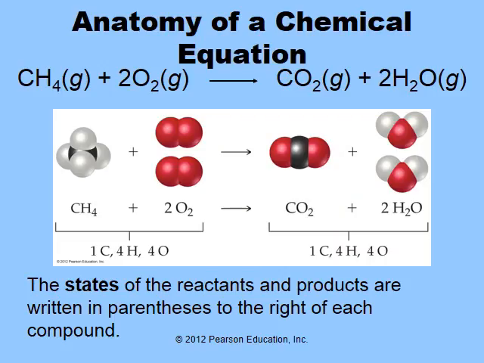In this slide, you're looking at a reaction between methane, which is a natural gas, and oxygen, giving carbon dioxide and water. Now, in parentheses, g stands for gas. And keep in mind, whenever there is l, you should understand that that's liquid, and s represents solid. So these are states of reactants and products written in parentheses to the right of each compound. So this is another reaction where you see that this has been balanced.